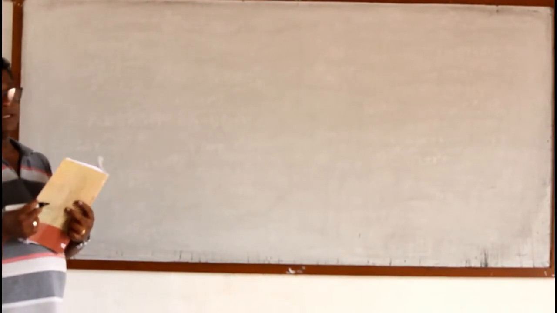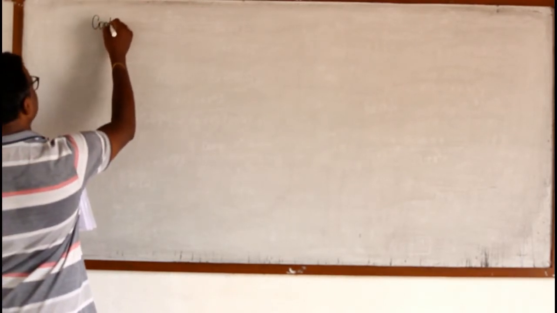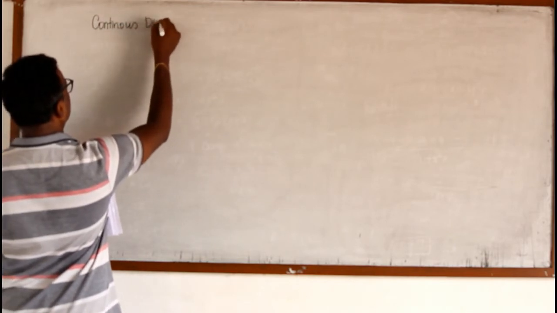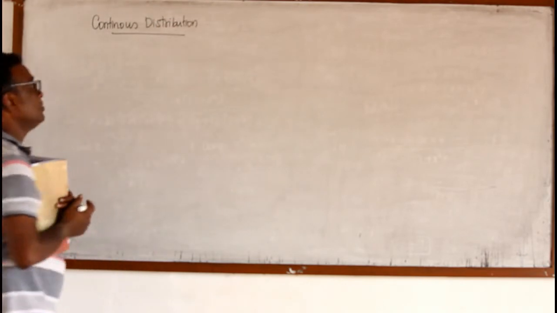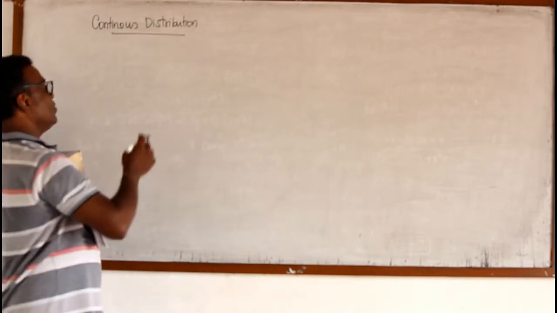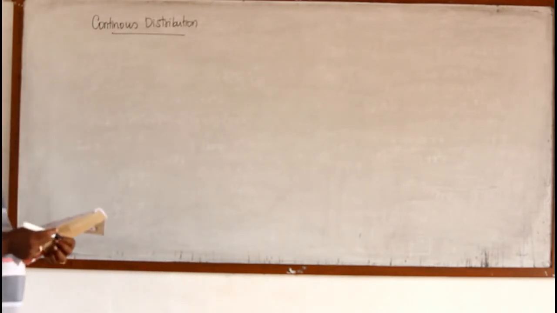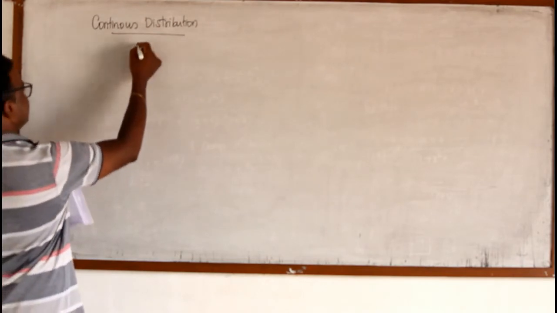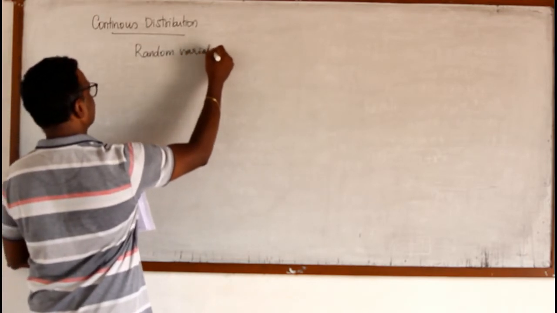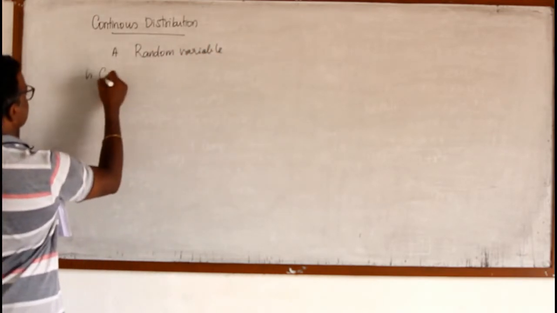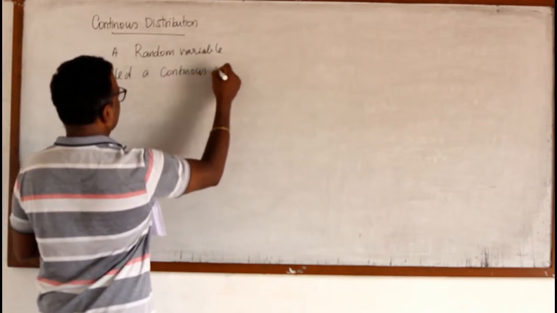Today we shall see the next concept in our probability, that is continuous distribution. Remember, we have two types of random variable. One is discrete random variable, another one is continuous random variable, that is known as continuous distribution. Continuous distribution means a random variable is called a continuous random variable.